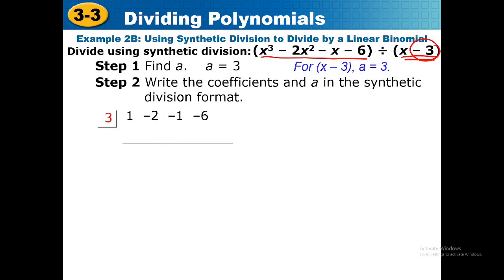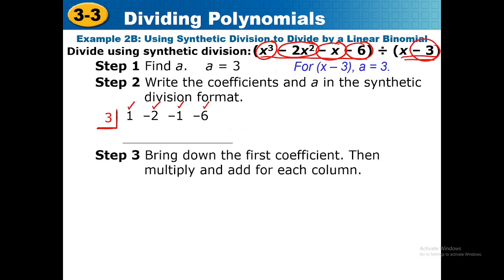Next, let's write the coefficients. Let's verify. What is the coefficient of x cubed? 1. What is the coefficient of negative 2x squared? Negative 2. That's why we have negative 2 there. What is the coefficient of negative x? Negative 1. And lastly, the constant term, negative 6. And you write the value of a on the left part. We use the coefficients only when we use synthetic division. So, I am writing all the coefficients of our polynomial.